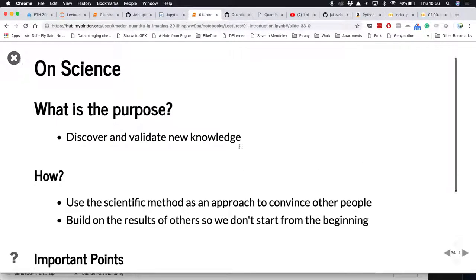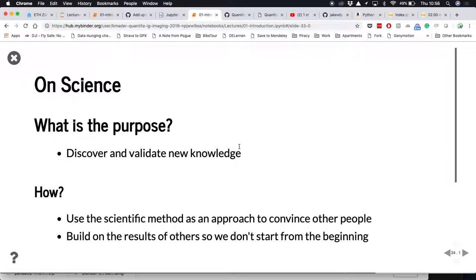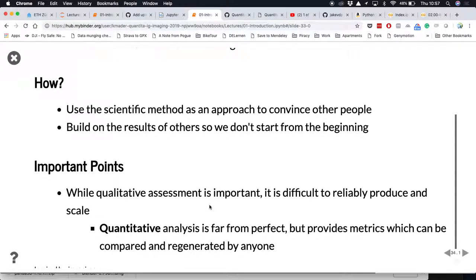So, on science quickly, we'll try to wrap this up fairly quickly. Basically, the point of doing all these experiments is to discover and validate new knowledge. We want to use the scientific method as an approach to convince other people. The reason you follow the scientific method of forming a hypothesis, collecting data, testing your hypothesis, and then making a decision isn't for yourself. It's so that you can convince someone else that the things you've done are meaningful and are a reasonable basis for making new experiments and new hypotheses and testing them.